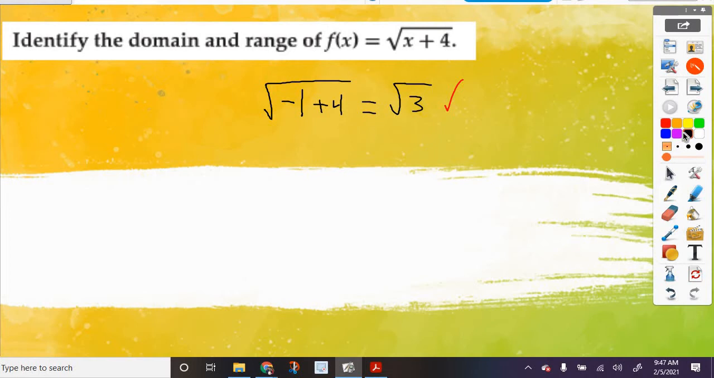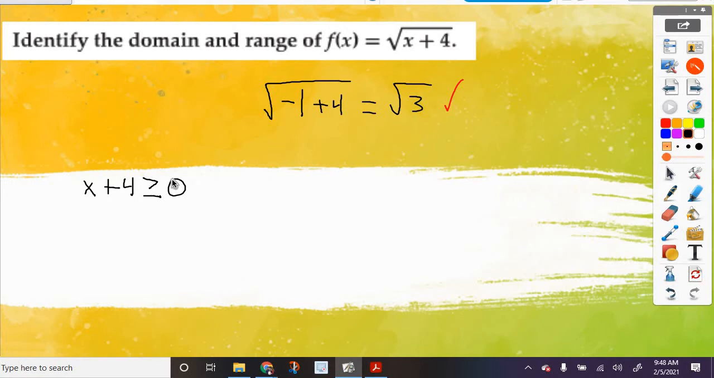And so we can take that same type of idea, and we know that it's whatever's inside of our radical, that's what needs to be positive. And because we have a plus 4 this time, it's not necessarily just the x. It's x plus 4 that has to be greater than or equal to 0. So whatever's on the inside has to be greater than or equal to 0.